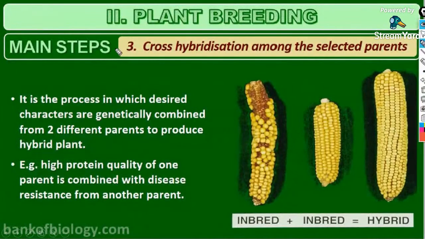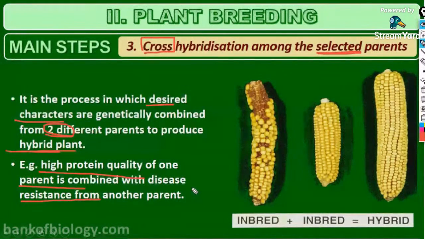Third one, you have to have a cross hybridization among the selected parents. It is the process in which the desired characters are combined from two different parents to produce a hybrid plant. For example, high protein quality of one parent is combined with the disease resistance of another plant.